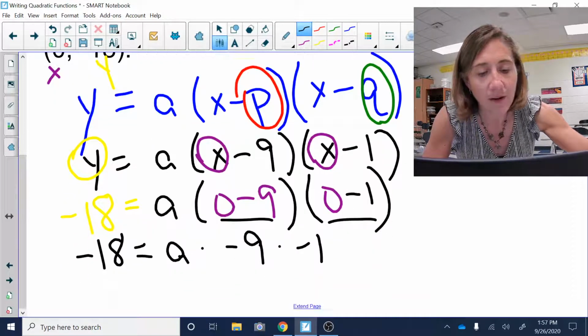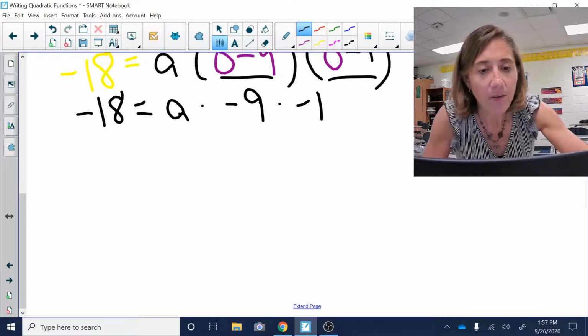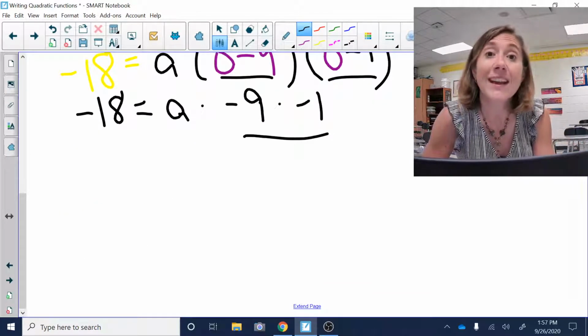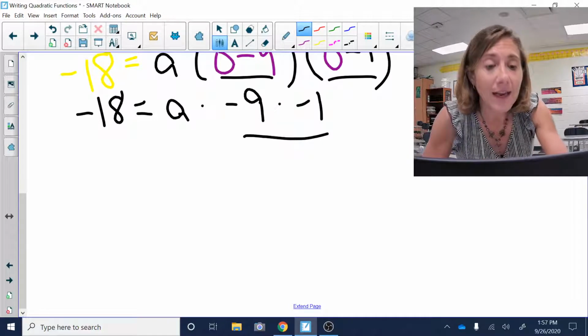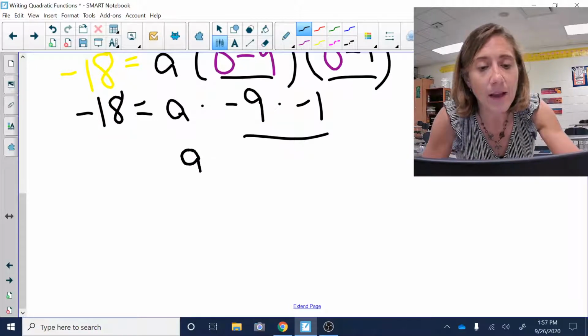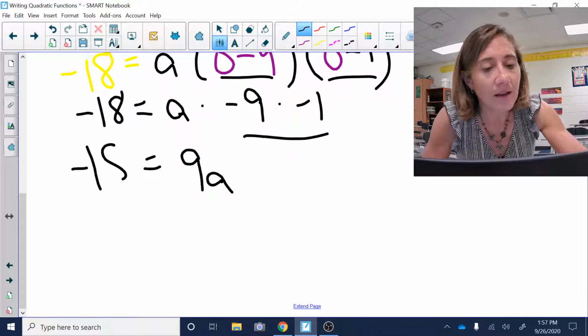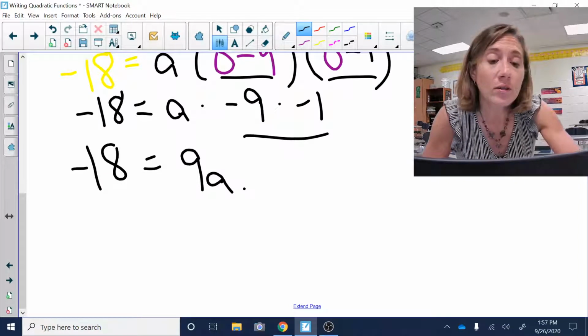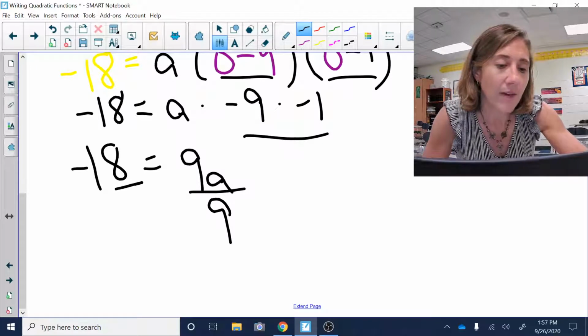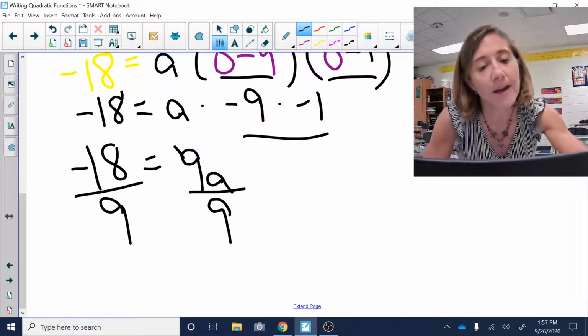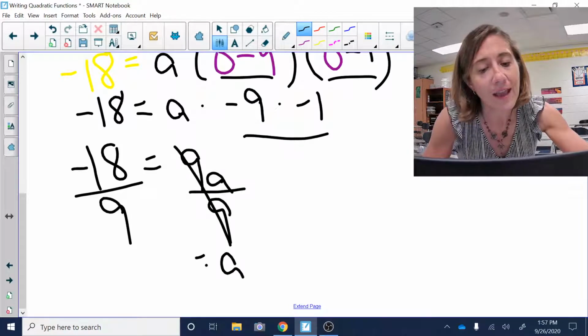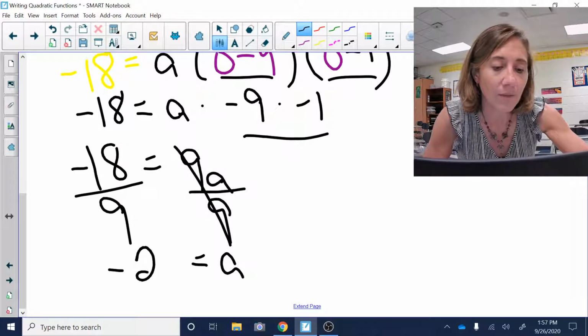Okay, so we're working on figuring out what a is here. So if I do this multiplication, negative times negative turns a positive. So I have 9 getting multiplied by a. So this right side simplifies to 9a. And on the left side, I still have the negative 18. So to get the a by itself, I just have to divide. So I'm going to divide both sides by 9. Those cancel, and a equals negative 2.